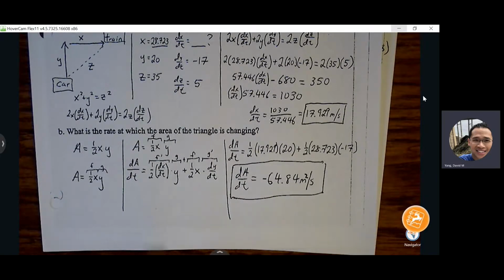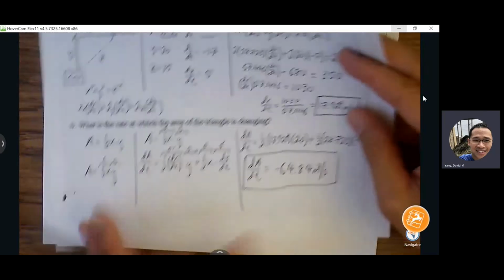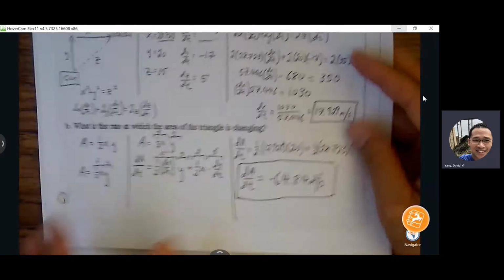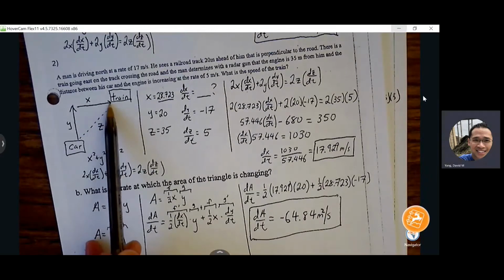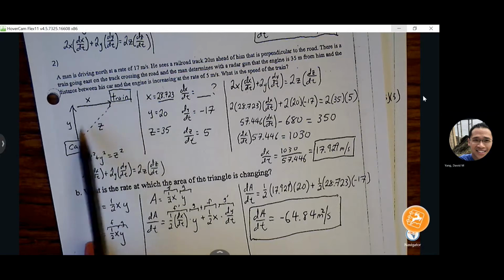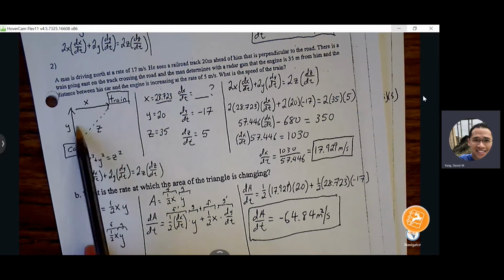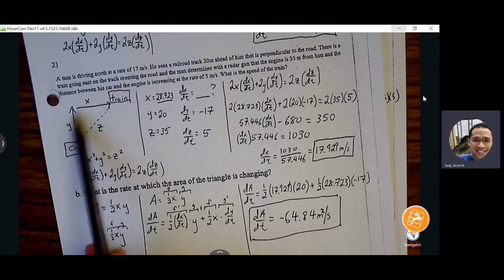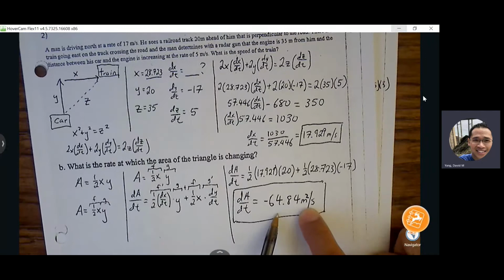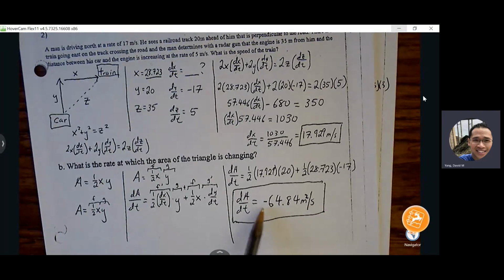Okay, any questions with part B? Yes. So is it negative? Yeah, at this moment in time, the triangle is decreasing. I guess mainly because y is getting closer, and x is moving away, but at this moment it is decreasing by this amount. Right. So normally we will never have area being negative, but we can have rate of change of area being negative. This means that the area is decreasing over time.